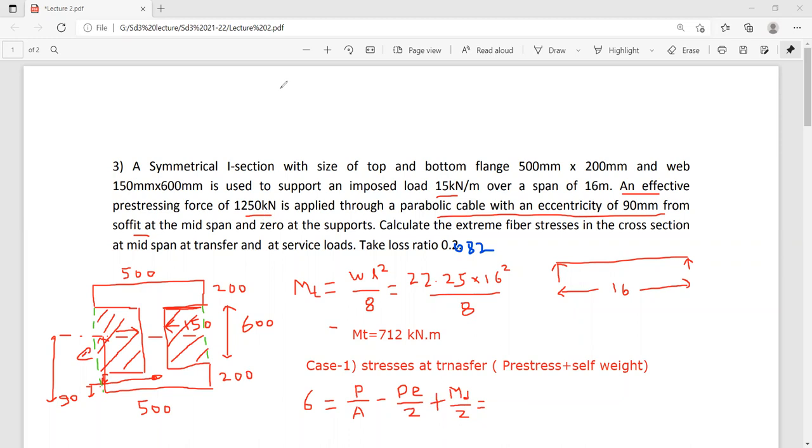P, the pre-stressing force, is given. How much pre-stressing? 1250 kilonewton. Convert it to newton: 1250 into 10 raised to the 3 newton, divided by the cross section area of the beam. How much is the cross section of the beam? It is 219 into 10 raised to 3 mm square.